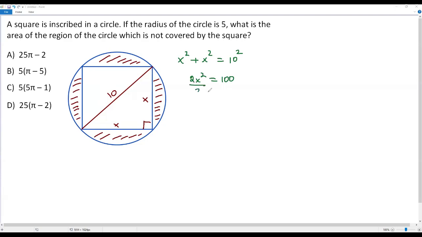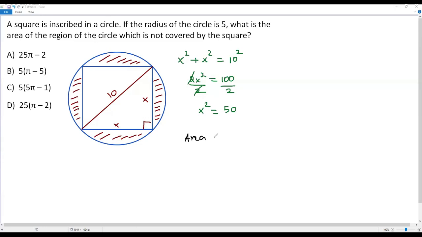Then we can divide both sides by 2. When I divide both sides by 2, this 2 will cancel out. Then I'm getting x square equals 100 divided by 2, which is 50. We know that this x square represents the area of the square because it is side times side. Now I got the area of the square. Now my aim is to get the area of the circle. Now let me find the area of the circle.